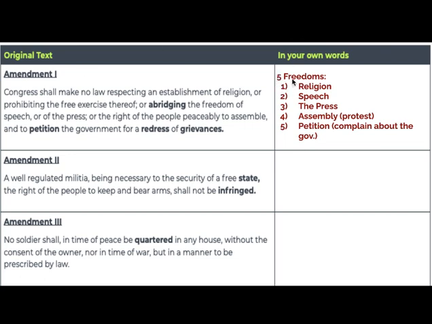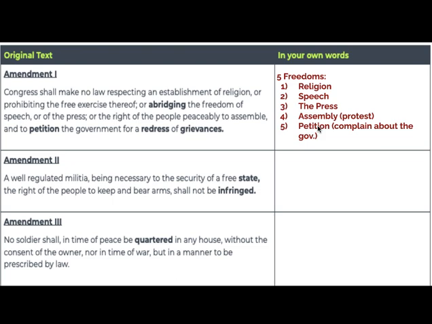The first is religion, freedom of religion. The second is speech. The third is the press. Fourth is assembly, or the right to protest. And fifth is the right to petition.